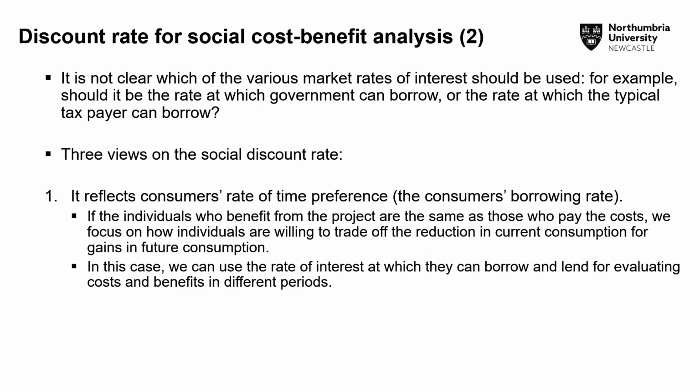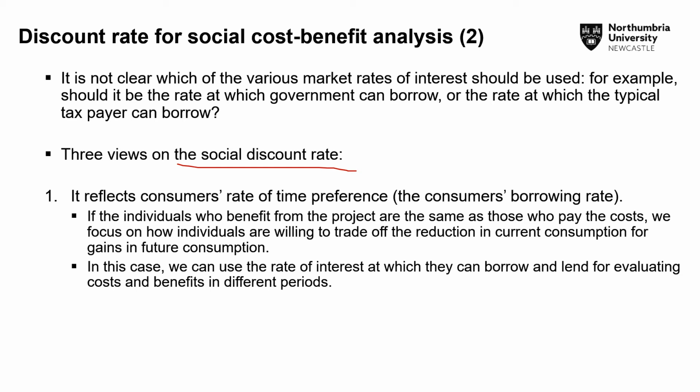The one limitation of such analysis is that it is difficult to determine which discount rate should be used. Should we be using the rate at which governments can borrow, or the rate at which the typical taxpayer can borrow? So the question is, what do we use to represent the social discount rate? There are three views that prevail on what the social discount rate should be.